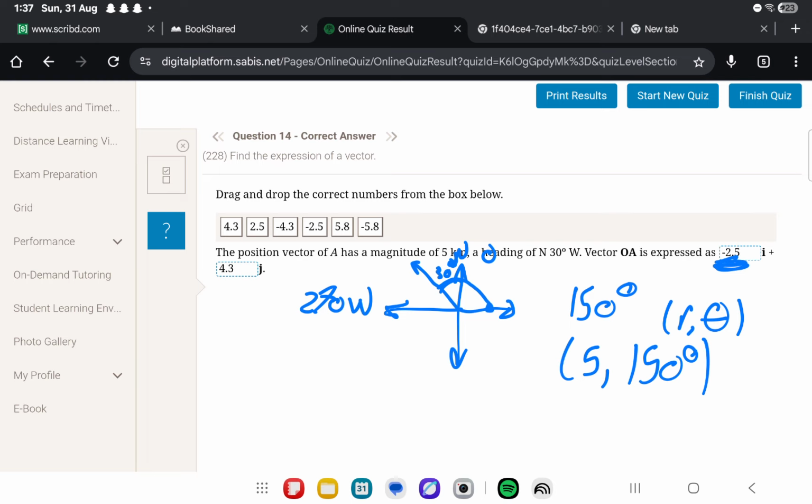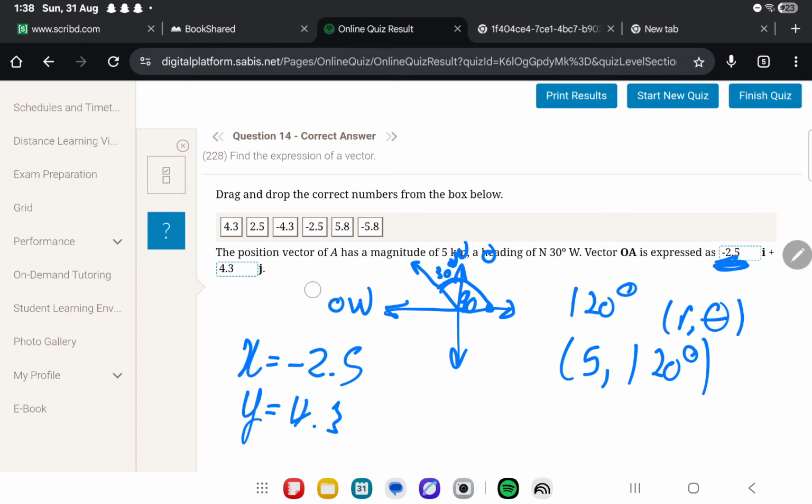What did I do? 90 plus 30 is not 150. Wait, no, 90 plus 30 is 120. Oh my god. So shift, for the millionth time, shift. I should have just done this by hand. 5 comma 120. Close the bracket. There we go. Okay, so this is 120 degrees, not 150. Because 90 plus 30, apparently I can't do it. It is 120 degrees. So x is negative 2.5, y is 4.3.